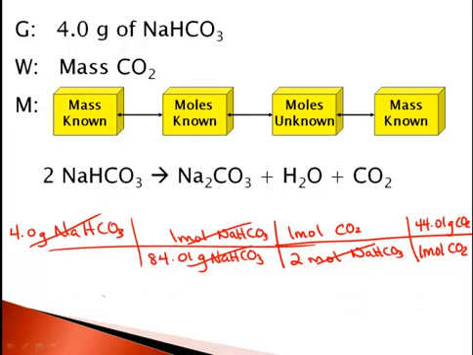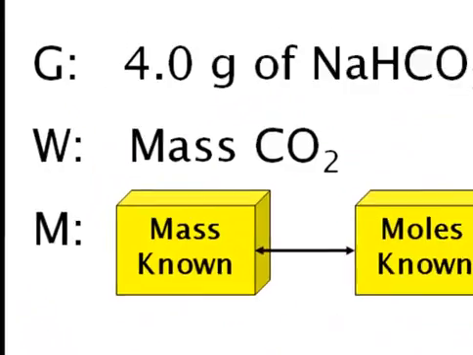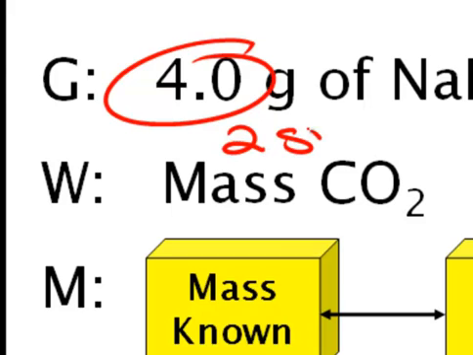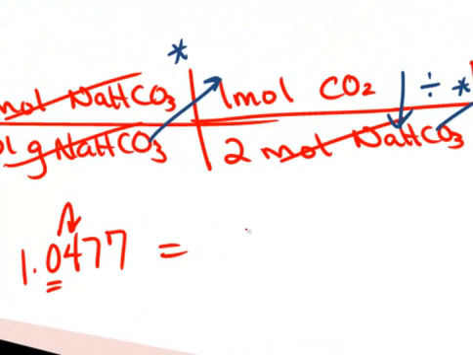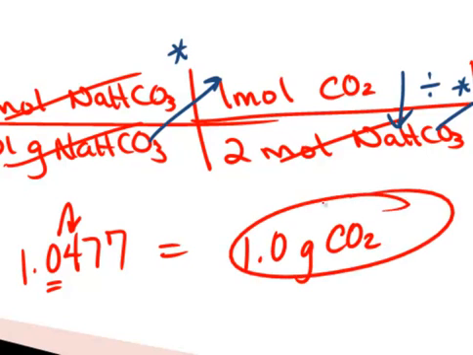So I plug into my calculator 4.0 times 1 divided by 84.01 times 1 divided by 2 times 44.01 divided by 1. And when I do that, I get 1.04773, etc. In our given, we have 2 significant figures. Our second significant figure is the 0. So we look to the right, and the 4 tells the 0 to stay a 0. So our answer is 1.0 grams of CO2.